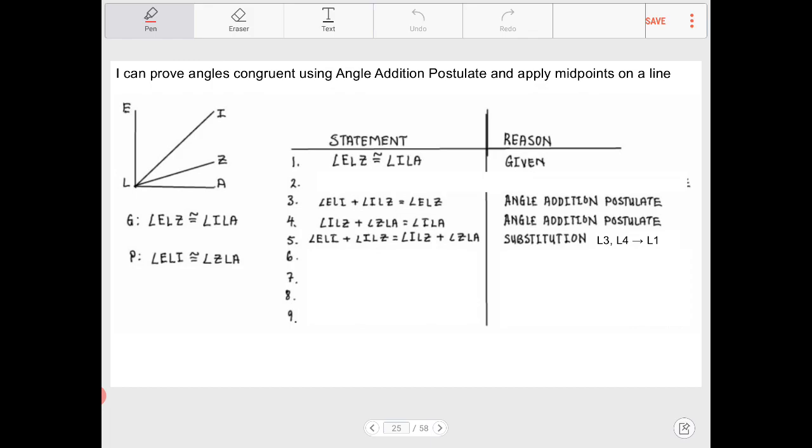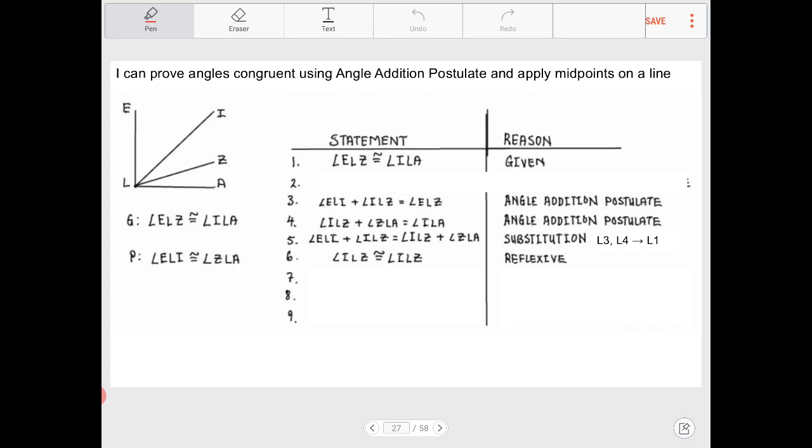And I'm almost there, I'm in the home stretch, because our goal is to show that ELI is congruent to ZLA, and I certainly have something very close to that in line 5. The difference is I have ILZ on both left and right-hand side now, right? I need to get rid of that. So what I need to say then is ILZ is congruent to ILZ. And this is because of reflexive.